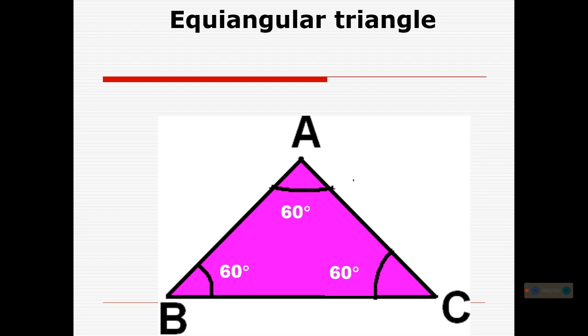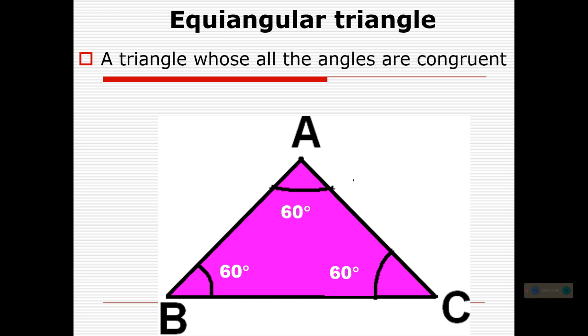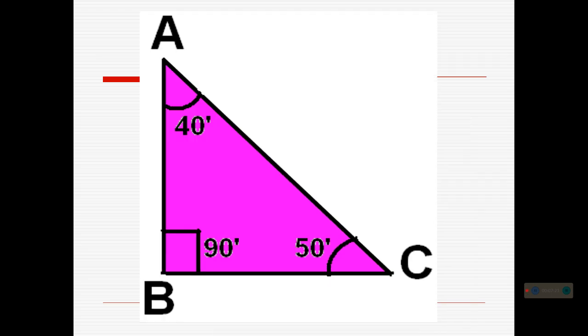So this is what we call the equiangular triangle because, as you have seen in the figure, it is a triangle whose angles are all congruent. When we say congruent, they are equal. So we have 60, 60, and 60. Okay? Next, let's have this type of triangle.